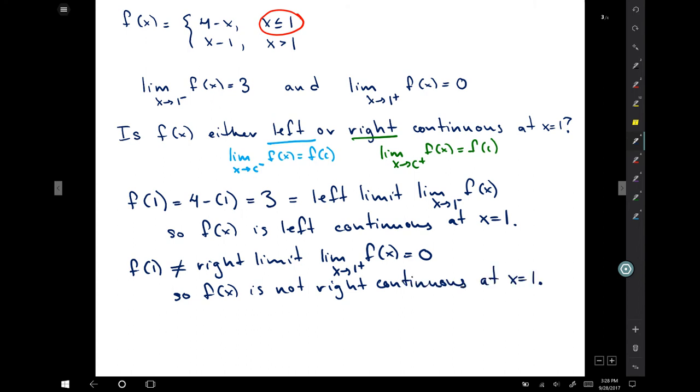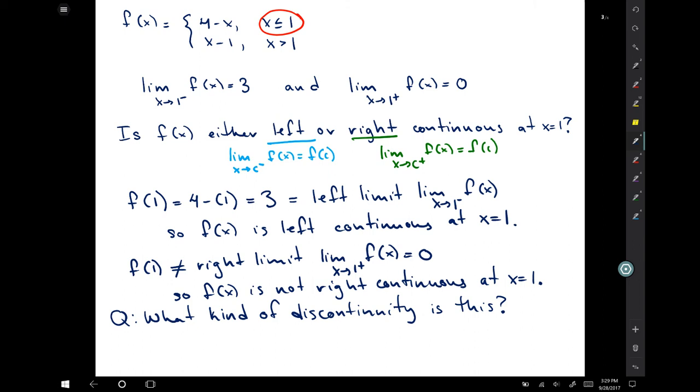Okay, cool. So we can ask ourselves what kind of discontinuity this function has. So here's a new question. What kind of discontinuity is this? And the way to answer this is to think, well, my function is smooth, and I don't have any breaks, and it hits 3, and then all of a sudden it jumps to 0. So I have a jump discontinuity. So a jump discontinuity is where the right and left limits are not equal.